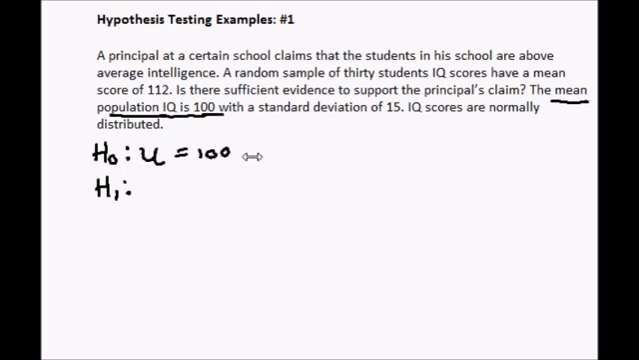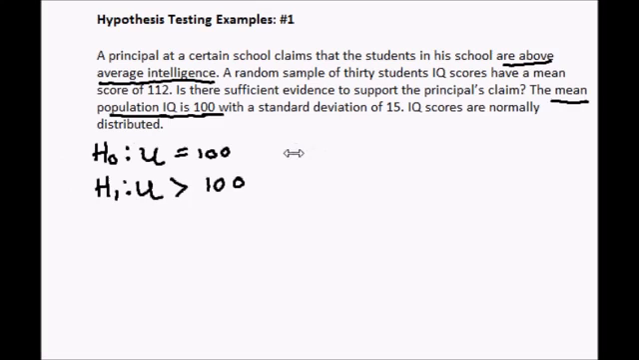Now the principal's claim, this is our alternate hypothesis, is that the mean IQ score is greater than 100. He's claiming the students in his school are above average intelligence. So H sub 1 is that the mean mu is greater than 100. So I've stated my hypothesis.